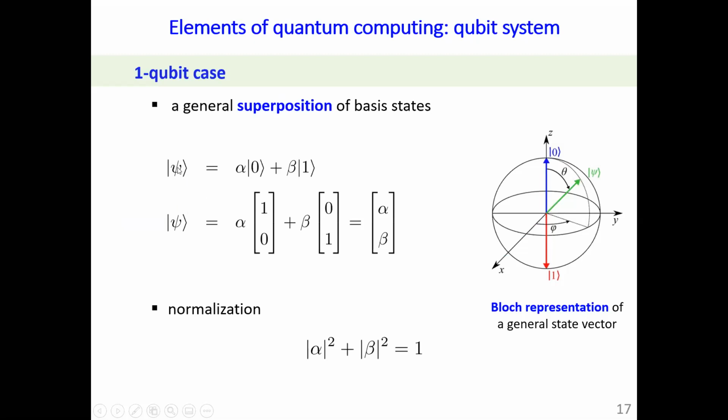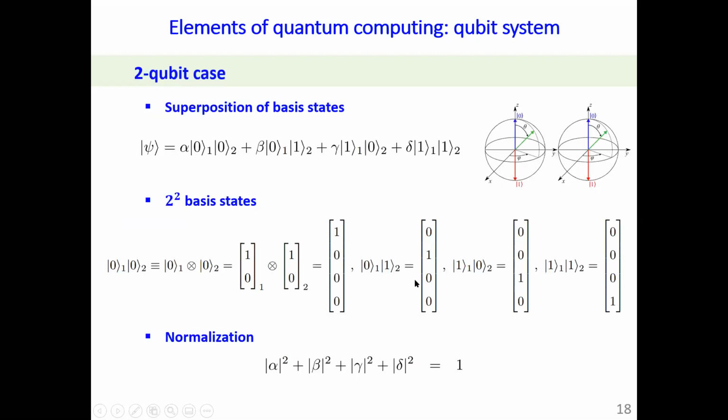This is the wave function carried by one qubit. It is a superposition of the basis states 0 and 1, and the normalization is necessary to make the total probability of the wave function be 1.